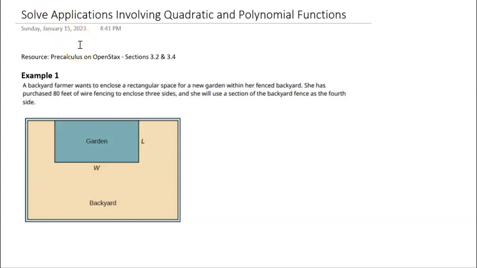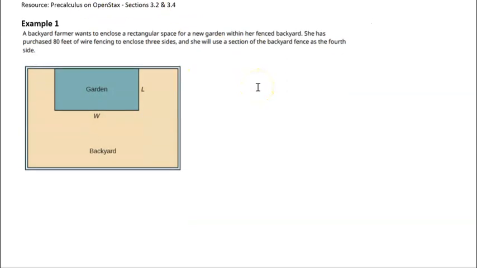In this video, we're going to be solving some different application problems with quadratics and polynomial functions. They're both very classic examples of how we can use polynomials and quadratics to solve these types of application questions. So the first example has a backyard farmer who wants to enclose a rectangular space for a new garden within her fenced backyard.